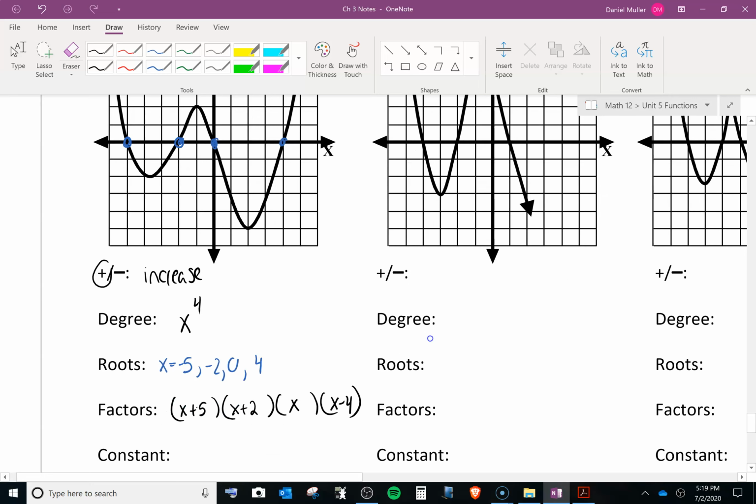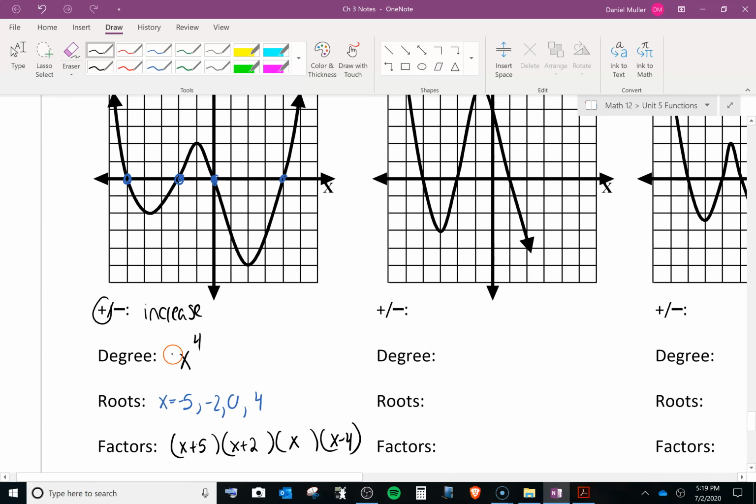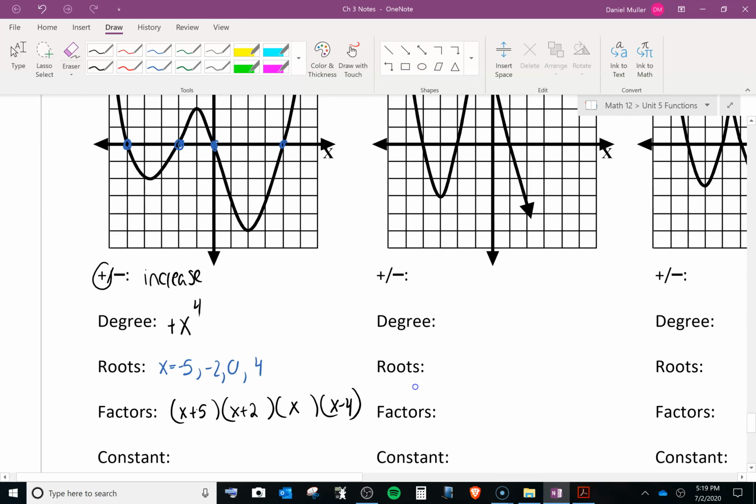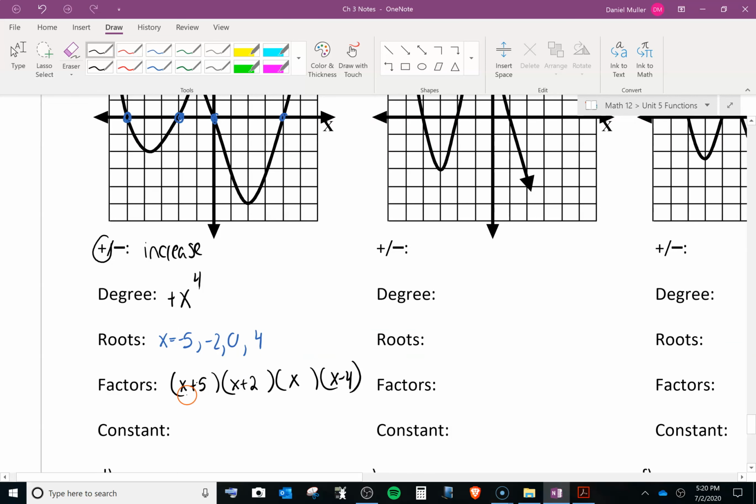So you can just double check. This should be a positive, because it's increasing, it should be a positive x to the 4. And if you go x times x times x times x, sure enough, that's a positive x to the 4. The constant is the y-intercept. So the y-intercept you can just find from here by making all of these 0.